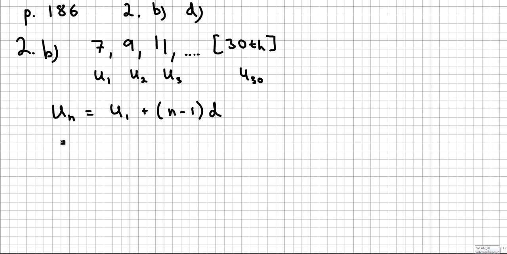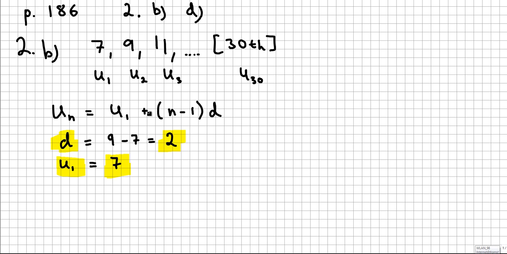So a formal way to calculate d would be to take any term, for example 9, and then subtract the term before that. So 9 minus 7 is equal to 2. And then of course U1 we know already is the first term, and it's 7. So now we have d, the common difference, which is 2, and we have the first term U1, which is 7.